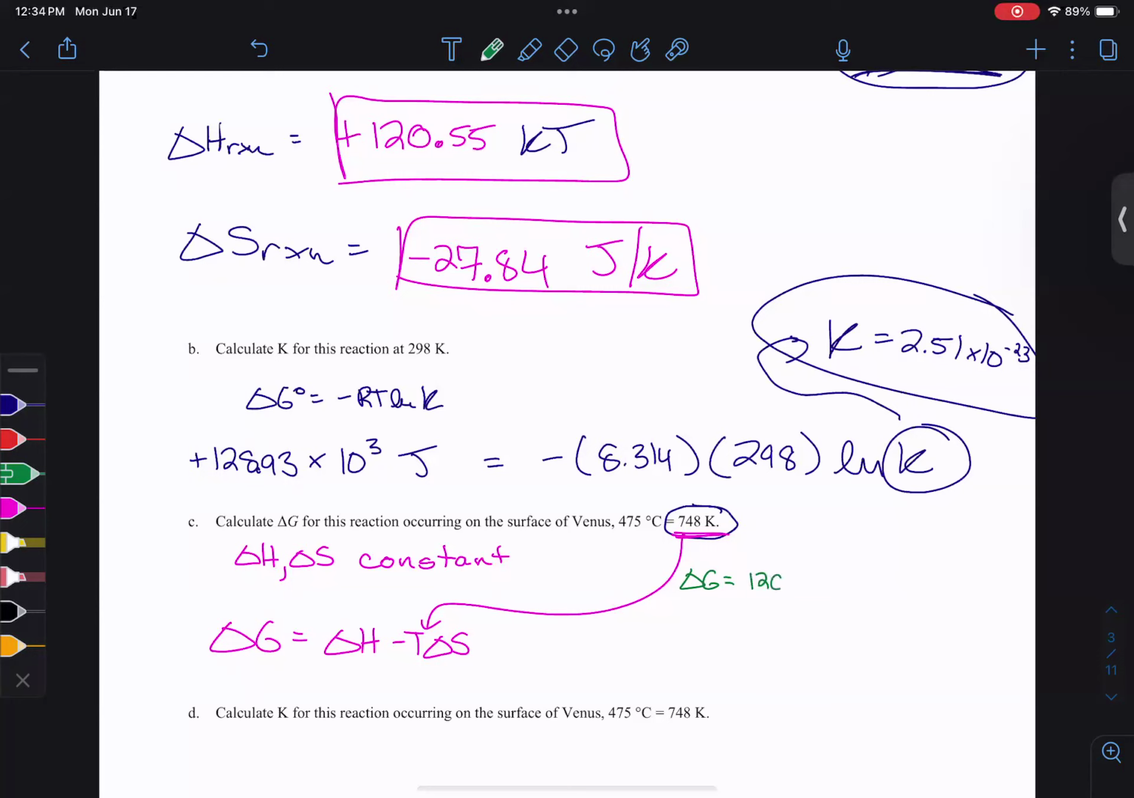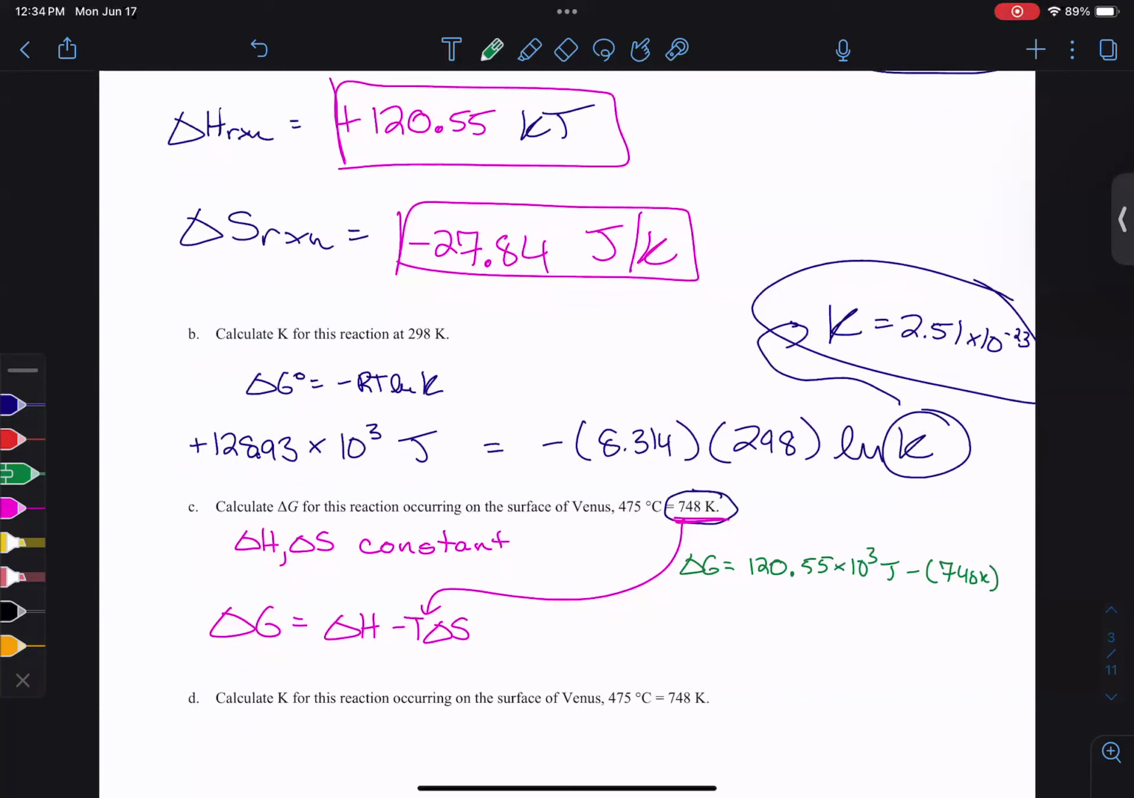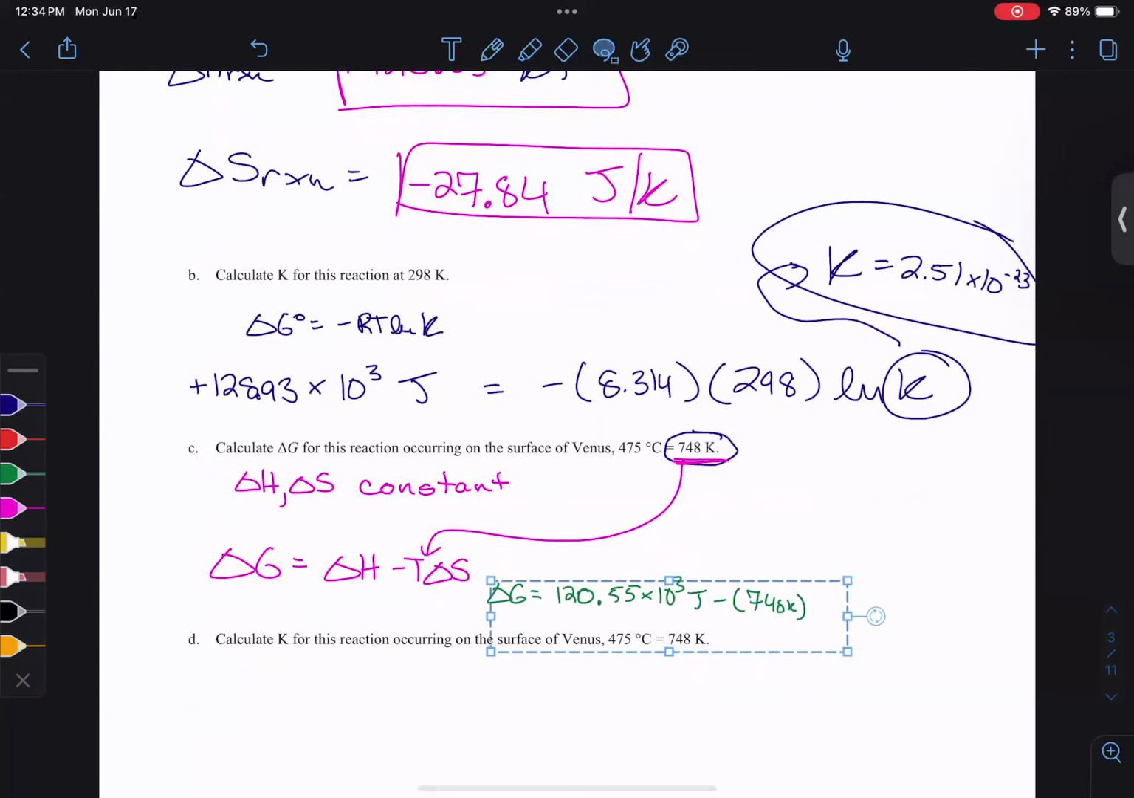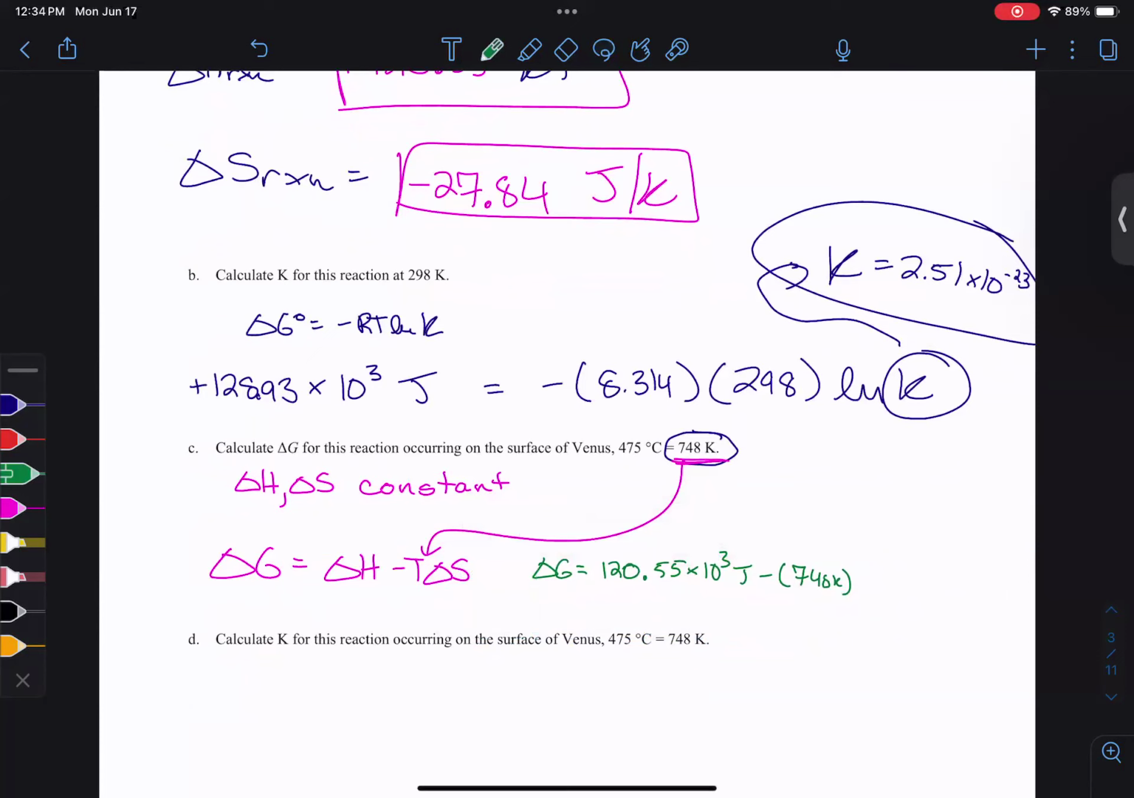120.55 times 10 to the 3 joules minus the temperature. So 748 Kelvin times the entropy, negative 27.84 joules per Kelvin. So what you see is that those Kelvin values cancel. So it's a joule minus a joule. Great. So we see that delta G at this new elevated temperature is 1.41 times 10 to the 5 joules.